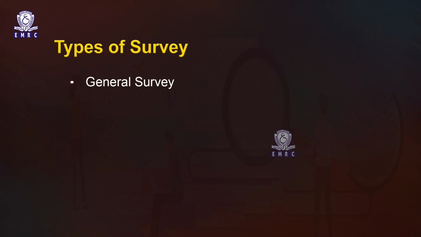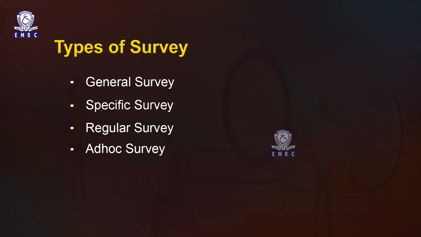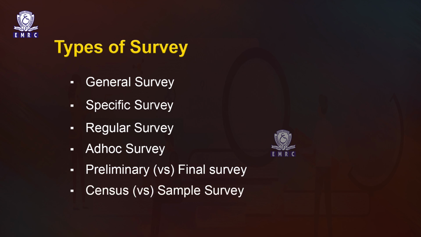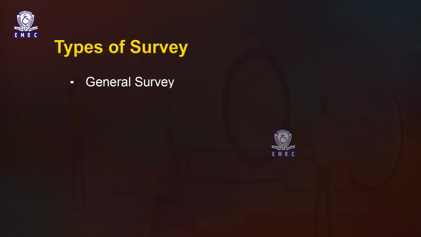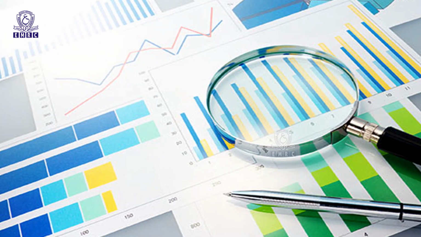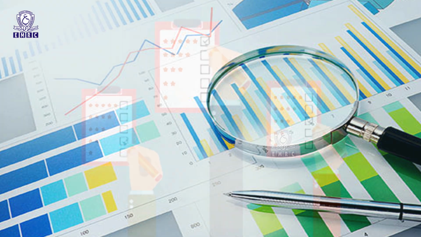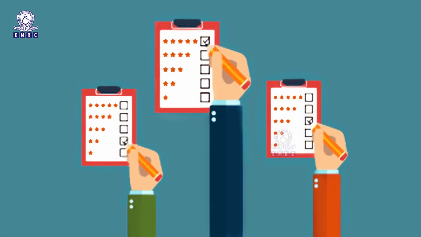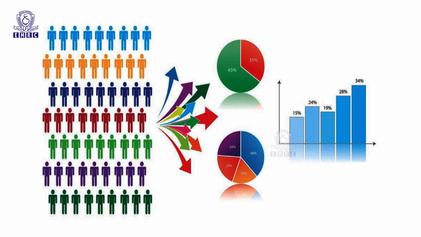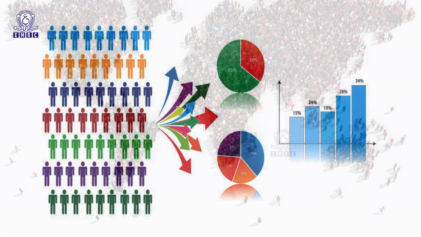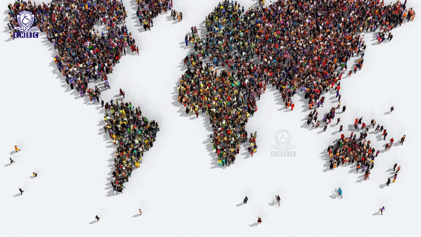Now, what are the different types of survey? A general or a specific survey, a regular or ad hoc survey, a preliminary and final survey, and a census and sample survey. What is a general survey? It concerns collecting general information about a population, institution or phenomena without any specific objective or hypothesis, and is generally taken up by the government to keep the data updated on many socio-economic problems. For example, a census of population conducted once in a decade.